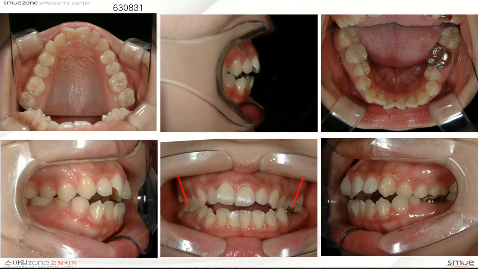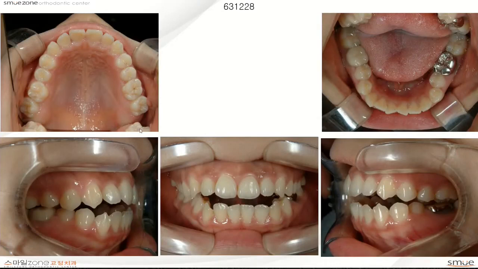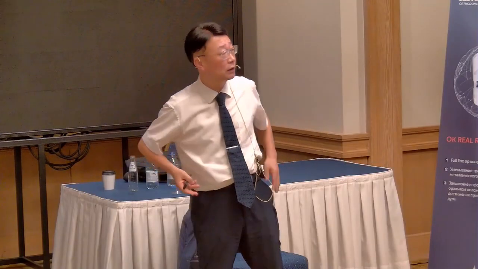So the first thing that I did, in this picture it doesn't show, but with a removable midpalatal screw, I tried to expand the buccal segment first. Но у этой пациентки вначале мы сначала расширили верхнюю челюсть в области жевательных зубов.